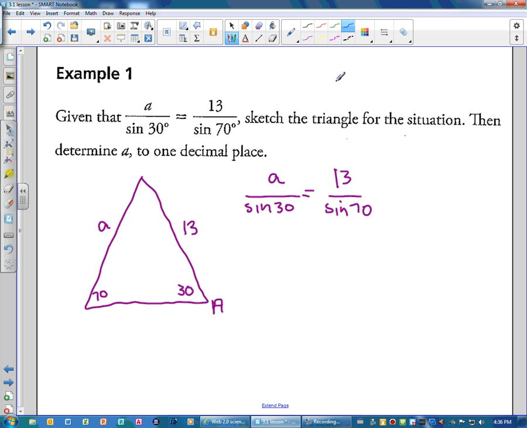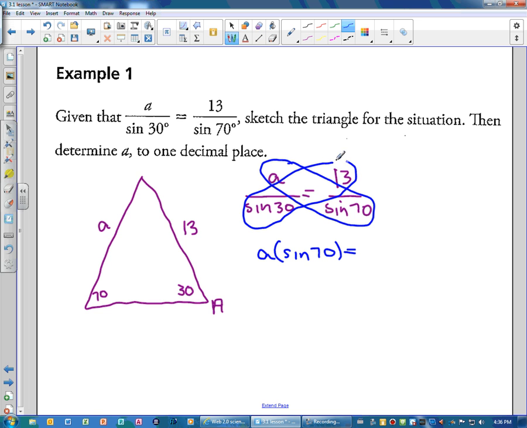And cross multiply means that the value of this times that, so the value of a times the sine of 70 equals this times that, equals 13 times the sine of 30. Now it's important to put the sine of 70 in brackets because you want to make sure that you're taking the sine of 30. That's a decimal number and it's not 30 times 13 and then find the sine of it. Okay, so here's my unknown.